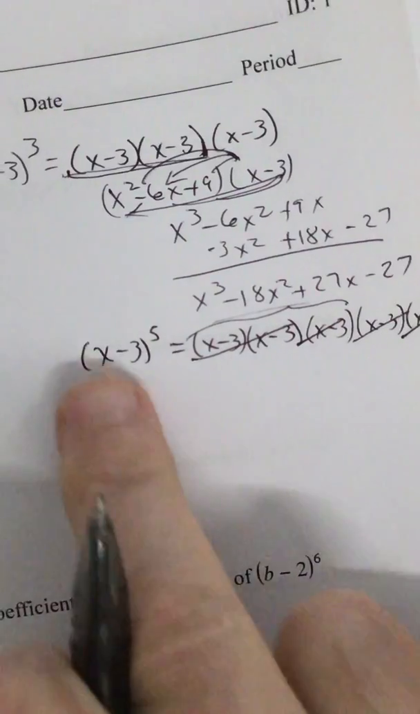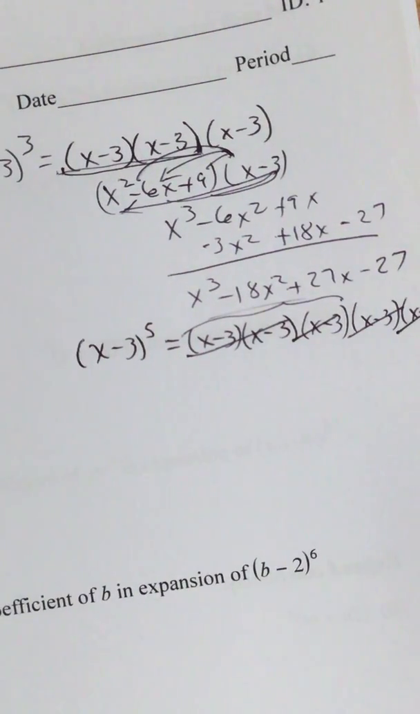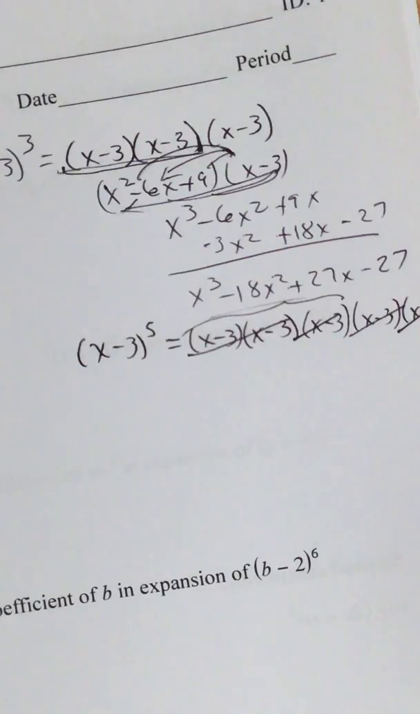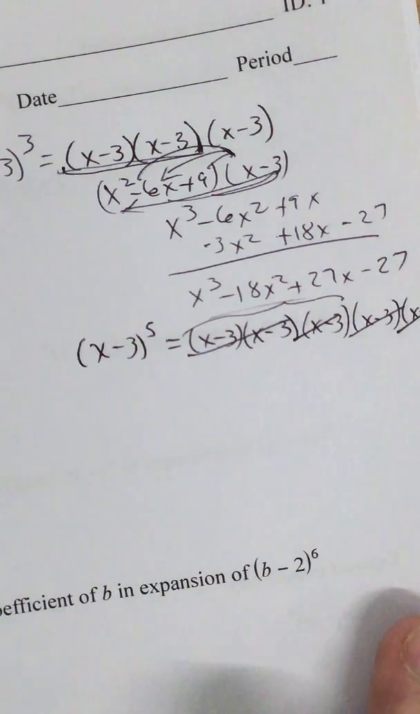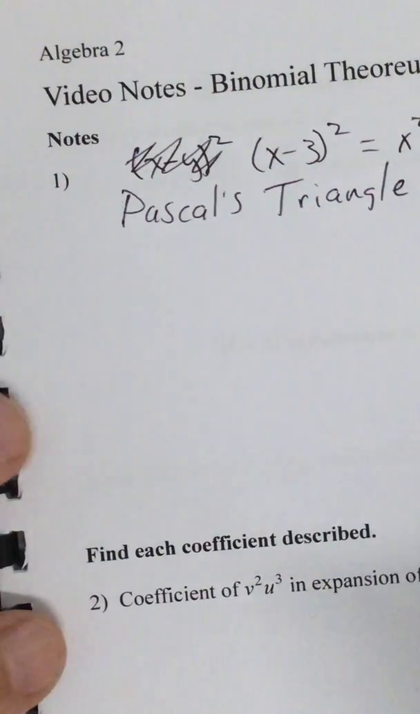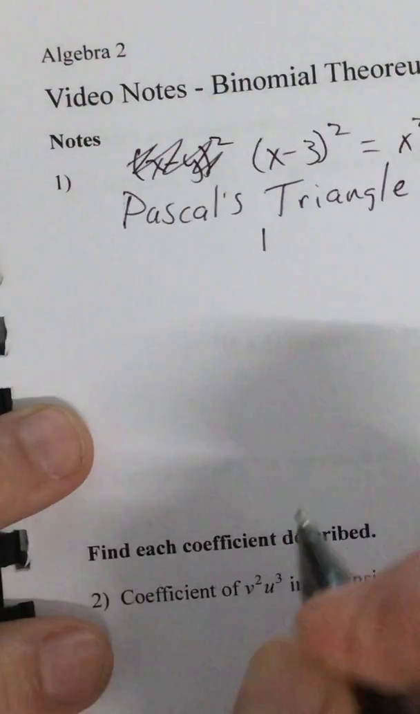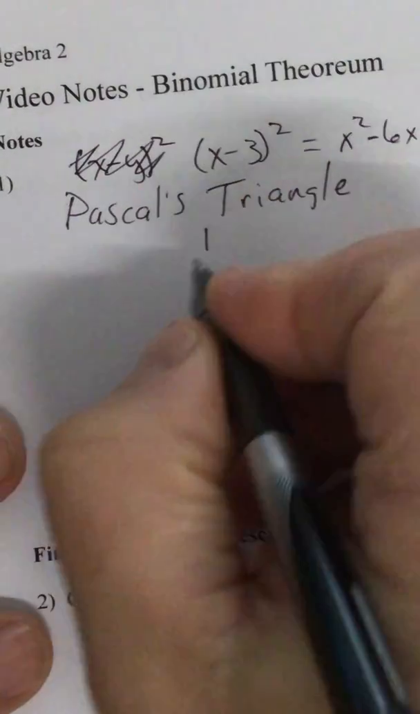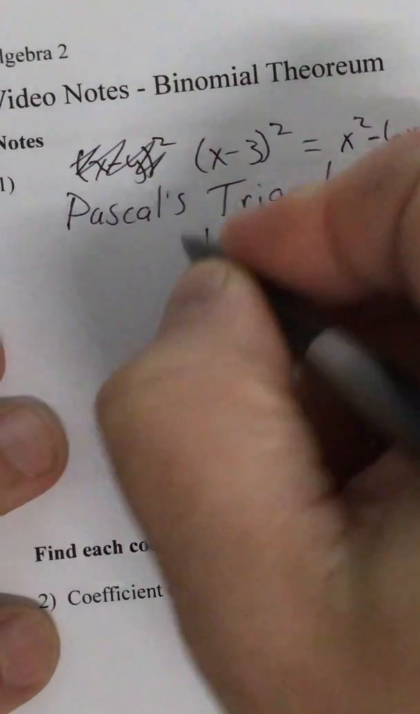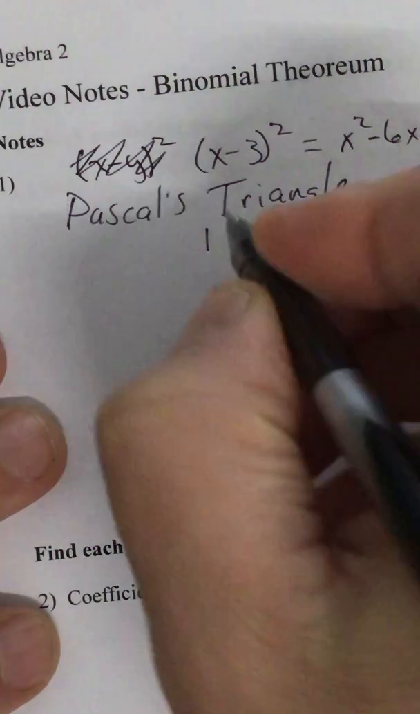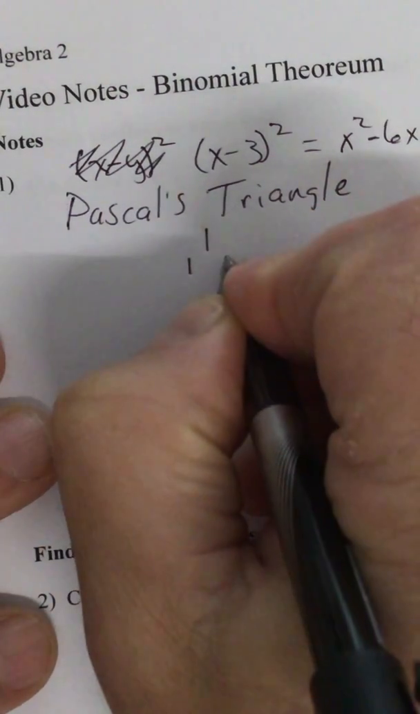Pascal's triangle helps us with this. So let me first show you how to get Pascal's triangle. You have to know how to build it, and then after you know how to build it, you have to know how to use it. Okay, Pascal's triangle starts out with a 1 on the top. And then every row that we go down, we're going to add an extra 1. So the next one is 1, 1.